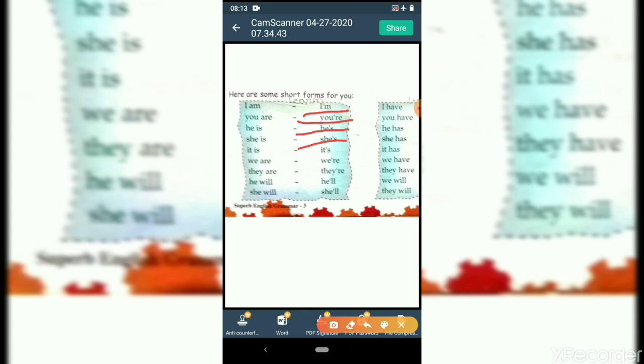It is, it apostrophe s. We are, we apostrophe re. They are, they apostrophe re. And he will, he apostrophe double l. For will, we use only double l, which follows the apostrophe. She will, she apostrophe double l. So, students, you need to learn these short forms. But do keep in mind that short forms are generally used in speaking.